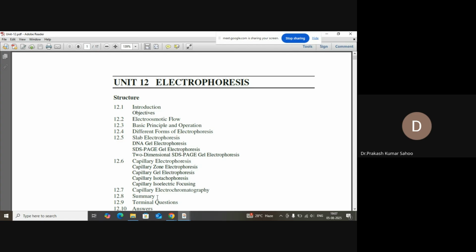Like we know that the cations, or the positive ions, will move towards the cathode having the negative charge, and the anions will move towards the anode.